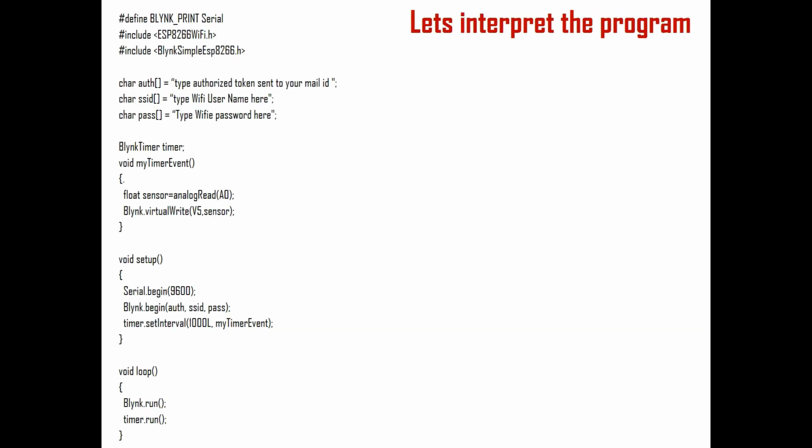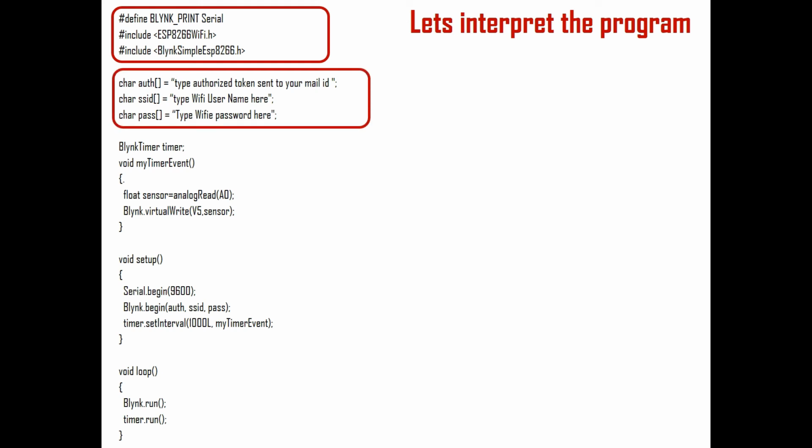Now let's interpret the program I have given. In the first 3 lines, we have included the Blink and ESP8266 libraries. In the next 3 lines, we have entered the authorization token from the Blink app, Wi-Fi username and Wi-Fi password. In the myTimerEvent function, we are reading the analog pin A0 using the analogRead function. Please remember that this is the pin where we have connected the LM35 temperature sensor. Then we are writing the value to virtual pin V5. Please remember that this is the pin we set for the gauge in the Blink app.